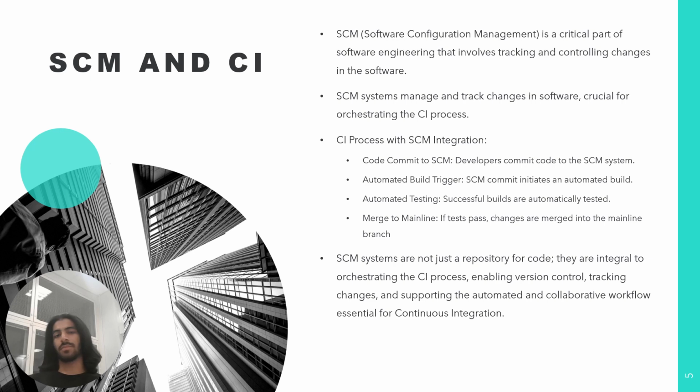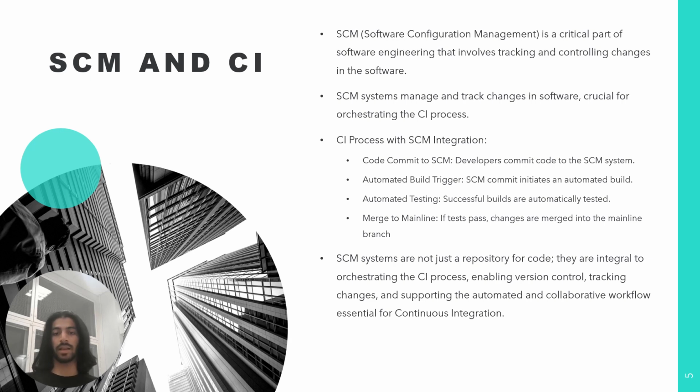Now, some of the points to note: a CI process with SCM integration looks like this. Developers commit code to the SCM system, on a change by change basis. There are automated build triggers. Every time someone commits something, the build process initiates and checks if it can be built successfully. There's automated testing. Unit tests and everything run automatically on each commit. It's similar to how GitHub Actions work, if you've heard about it.